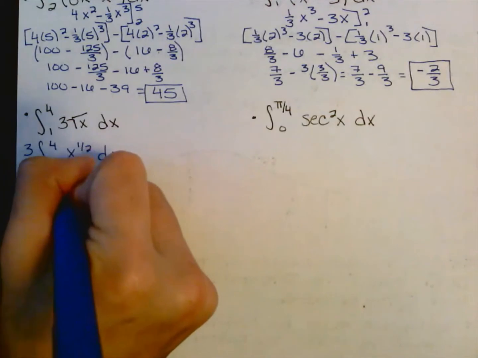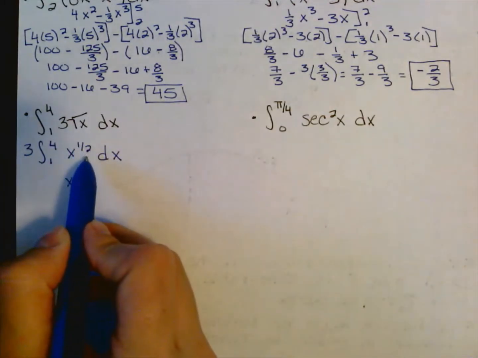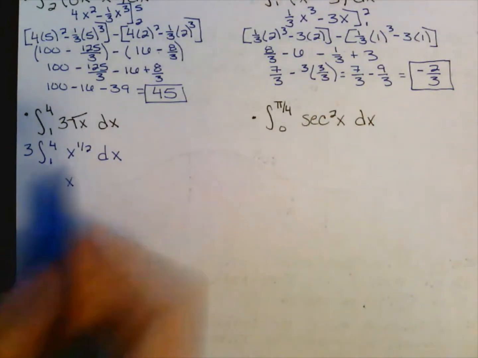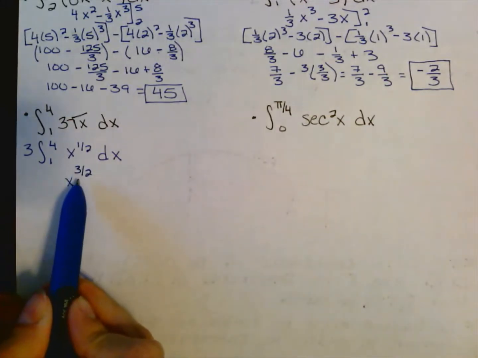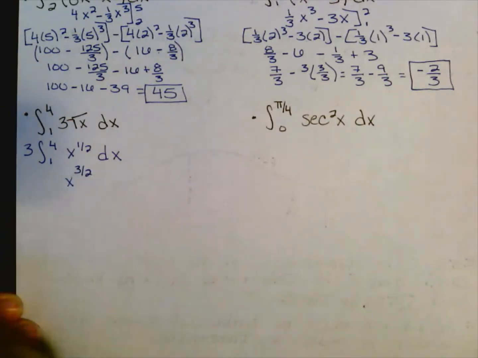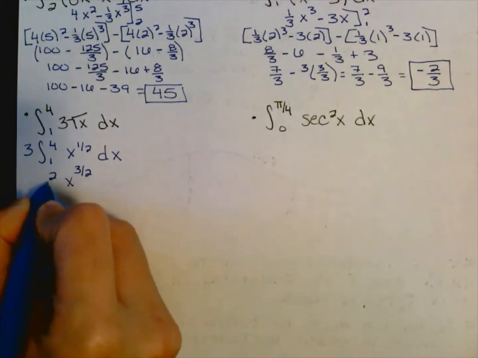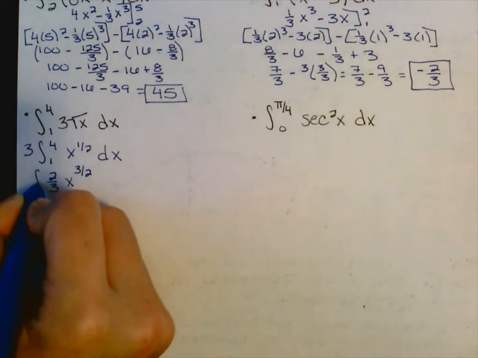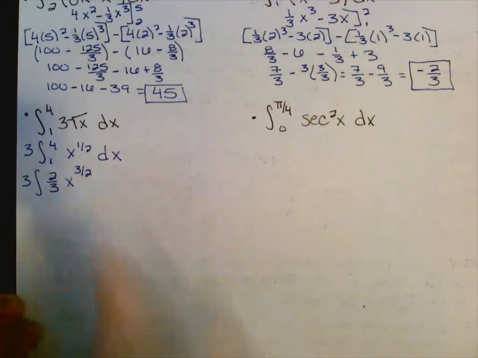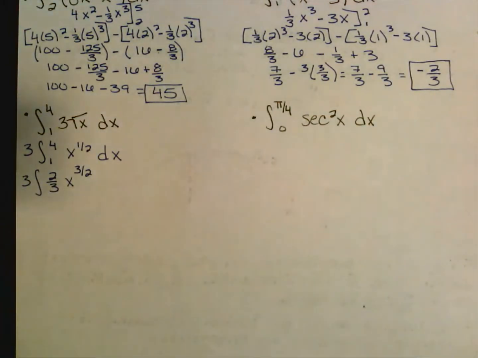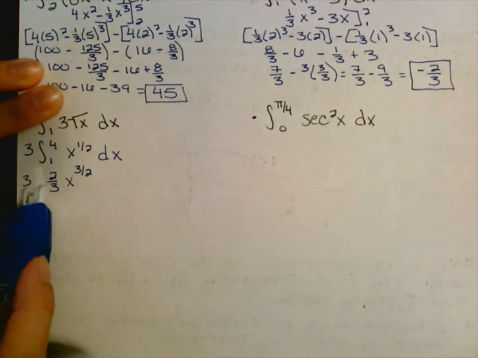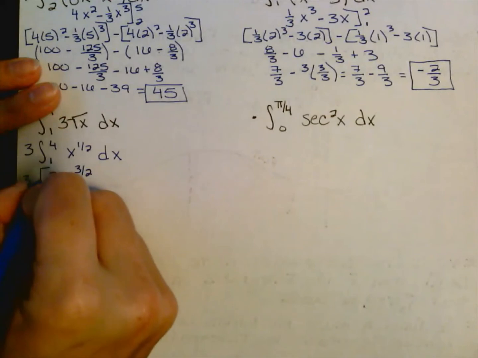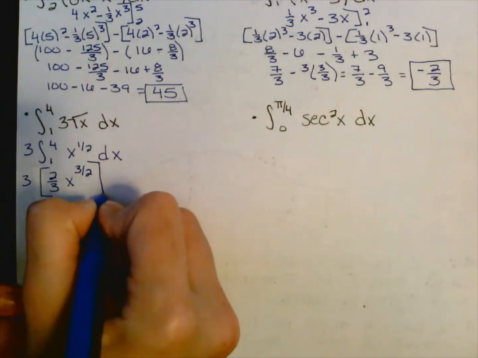So my exponent was 1 over 2. I'm going to add 1. So if I'm going to add 1 to 1/2, I get 1.5, which as a fraction is 3 over 2. When I divide by this new exponent of 3 over 2, I'm multiplying by the reciprocal, which would be 2 over 3. Okay. Oops, sorry, not supposed to put that there. I already did my antiderivative, so I'm not going to write that anymore. I'm just going to put a bracket. Okay. So I did my antiderivative.